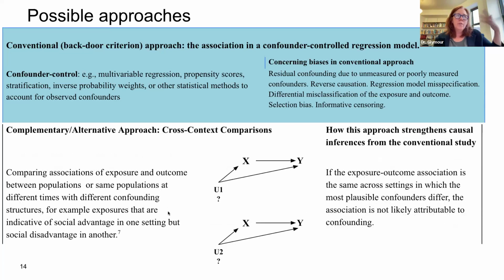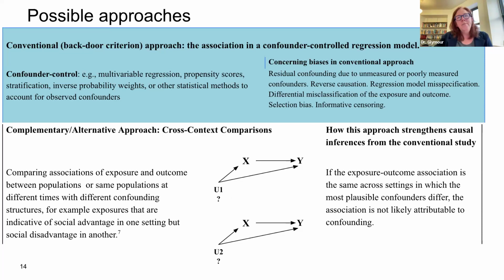Another approach to complementing conventional methods, and I think this is so clever, and if you are working in a setting where you have an opportunity to do this, I think it's really great, is cross-context comparisons. And the idea is, so here's the DAG, you have a setting where you think X and Y are confounded by U1 and another setting where you think X and Y are confounded by something else, ideally even in a different direction. And then you can see if the association between X and Y is similar across these settings. So the idea is comparing associations of exposure and outcome between populations, or the same population at different times, with different confounding structures. For example, exposures that are indicative of social advantage in one setting, but social disadvantage in the other.